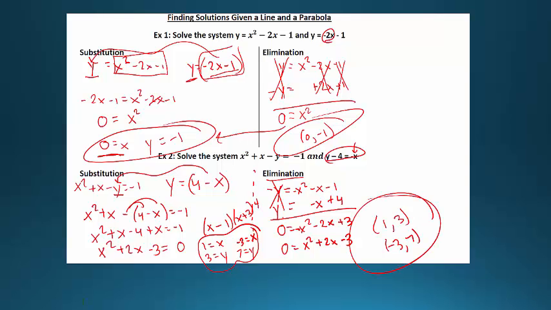So in my next video, we will go through and do a couple more problems, and we'll look at doing 2 quadratics instead of just doing a quadratic and a linear.